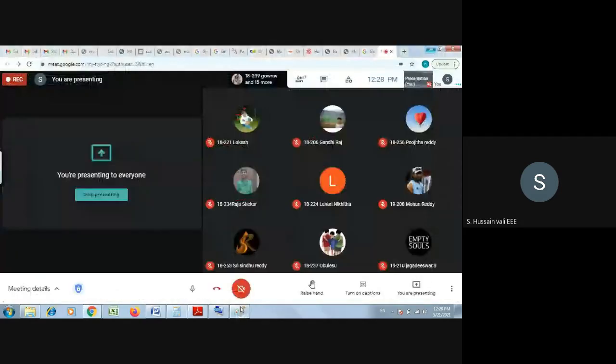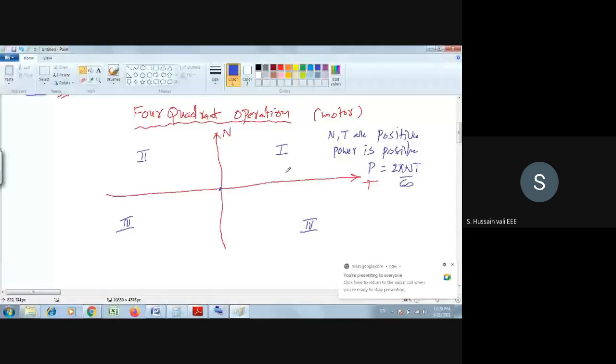So it means that the motor is taking power now. Power is positive in the sense that the motor takes power. From where is it taking power? Generally from the electrical supply. So that case is this first quadrant.